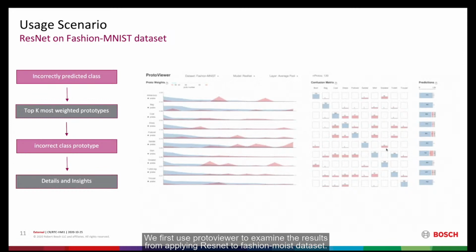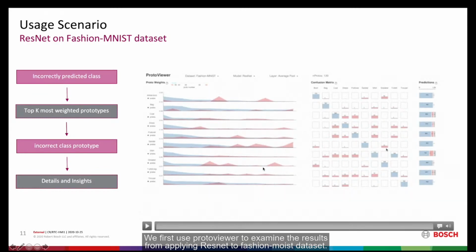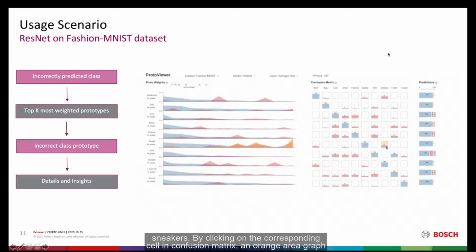We first use ProtoViewer to examine the results from applying ResNet to Fashion-MNIST. The user first observes that many sandal instances are wrongly predicted as sneakers. By clicking on the corresponding cell in the confusion matrix, an orange error graph visualizes the weights of the top 15 prototypes computed from all correct predictions of the class sandals in the prototype view.